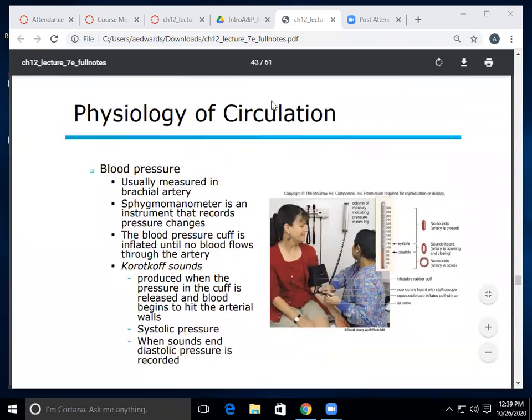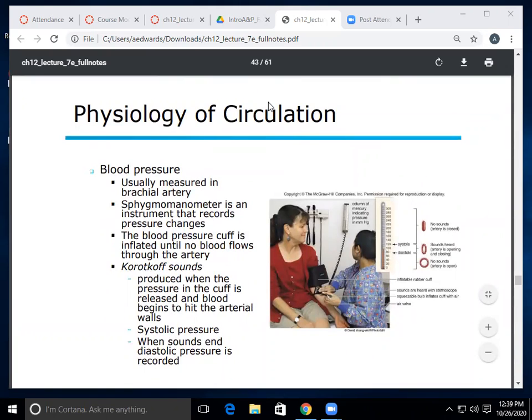So another way you can evaluate a person's or patient's circulation is through blood pressure. All right. Anybody ever get their blood pressure taken at the pharmacy or the grocery store in those machines, or at a doctor's office, or you've done it for someone else? So the artery that we're typically measuring with blood pressure is the brachial artery. Okay. We use a machine called a sphygmomanometer. All right, say that 3 times fast, right?